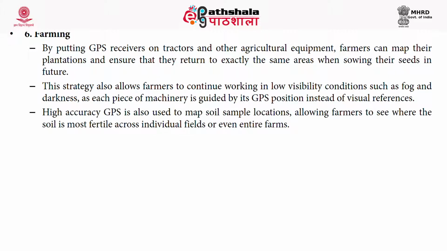Besides, GPS also has applications in farming such as for mapping the plantations and ensuring that the farmers can return exactly to the same areas when sowing their seeds for plantations. It also allows farmers to continue working in low visibility conditions such as fog and darkness, as each piece of machinery is guided by its GPS position. High accuracy GPS is also used to map soil sample location, allowing farmers to see where the soil is most fertile across individual field or even entire farms.